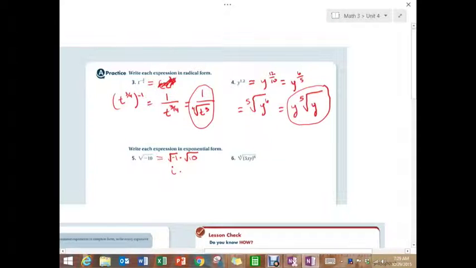And now all our rational exponent things can apply. So this could be 10 to the 1/2 because 10 is a real number. And so this could be 10 to the 1/2 times i, if we wanted that answer.